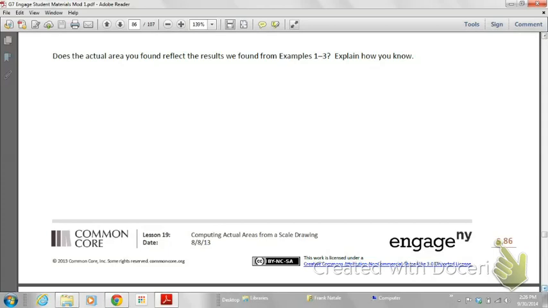It says, does the actual area you found reflect the results we found from examples 1 to 3? Okay, so we know that the actual area here is 750 square feet. Now examples 1 to 3, those are the ones that we did beforehand. I can't scroll back to those right now because it seems like I've lost them.